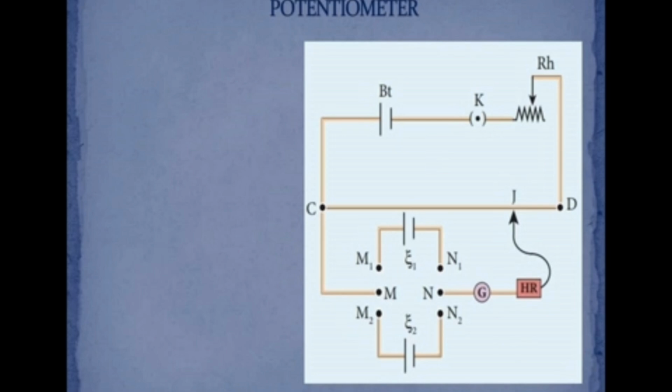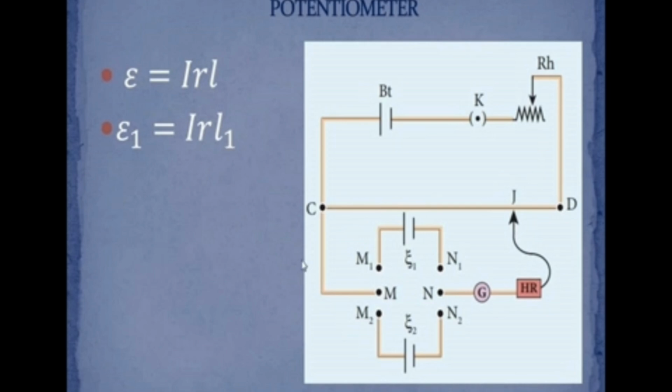First only E1 is connected. When connected, by using the jockey we can find the balancing length from here to here, where the galvanometer shows zero deflection. So that balancing length corresponds to E1. So according to that law, E equal to IRL is the law of the potentiometer. So first, to balance the EMF of the battery, E1 equal to IRL1, where L1 is the balancing length. By using the jockey we have found the value L1.